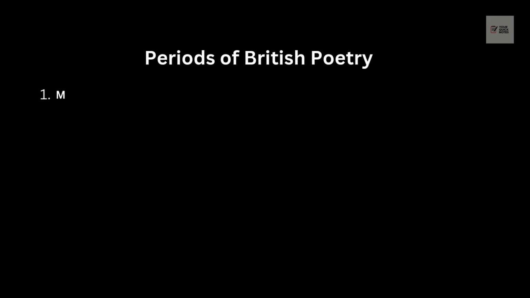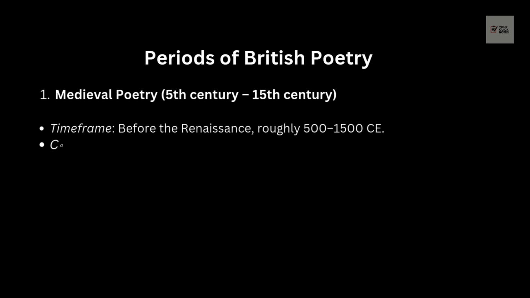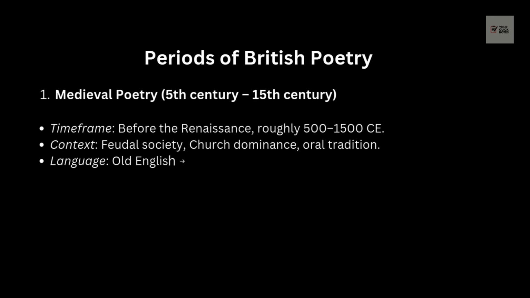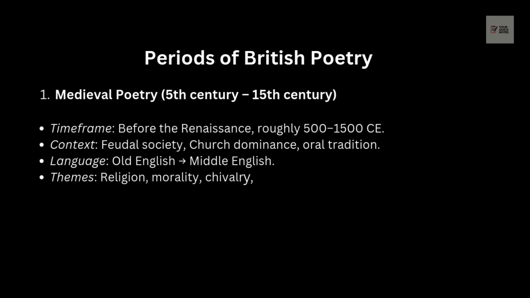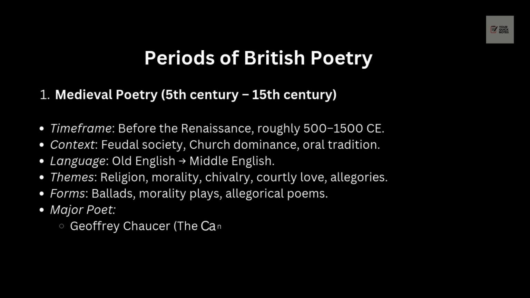Guys, firstly we understand the medieval period of British poetry, which runs roughly from the 5th century to the 15th century. This was the time before the Renaissance, when society was mostly feudal, kings, landlords, and peasants, and the church had the biggest influence on people's lives. The poetry of this age was often oral, sung or told in gatherings. The language slowly moved from Old English to Middle English. The main themes you'll notice are religion, morality, chivalry, courtly love, and allegories, all teaching lessons of life. The popular forms were ballads, morality plays, and allegorical poems.